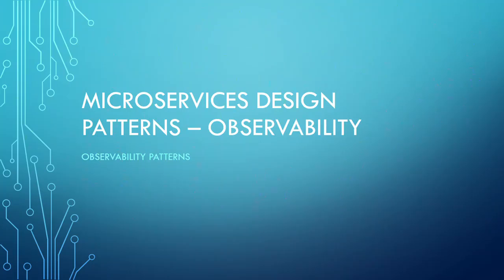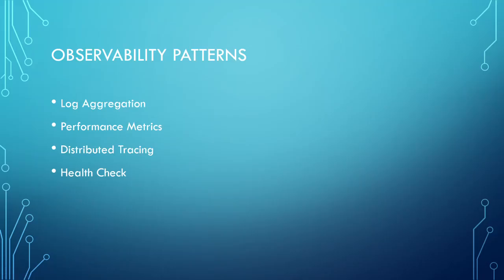Today we are going to discuss microservices design patterns, particularly the observability patterns. Let's deep dive into the information. So, what is the observability pattern? We need to observe microservices when they are down: liveness check, readiness check, health check. There are different metrics we will consider in terms of observability. First is log aggregation, second is performance metrics, third is distributed tracing, and fourth is health check.